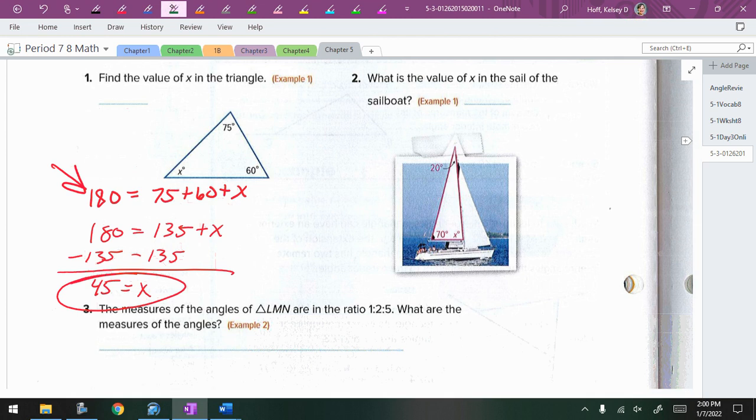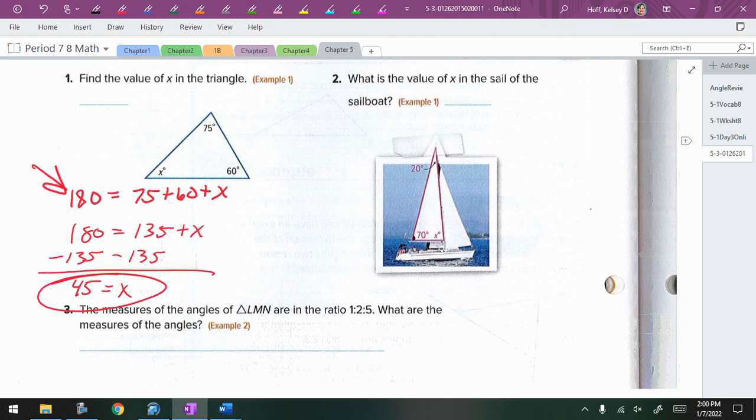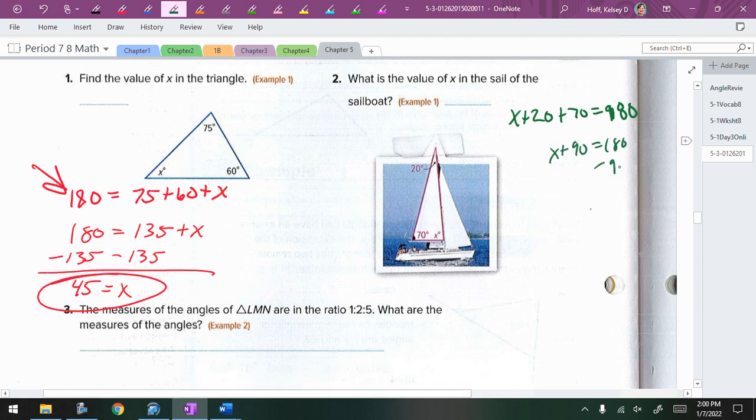Who can set number 2 up for me? Zach. Very good. Add 20 and 70 together. You get 90. Subtract 90 to the other side. X is 90.